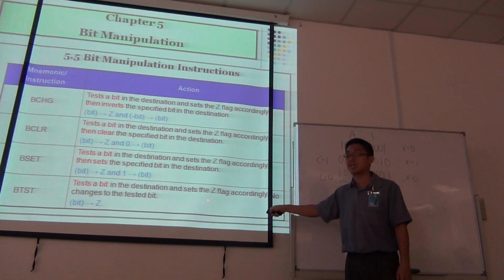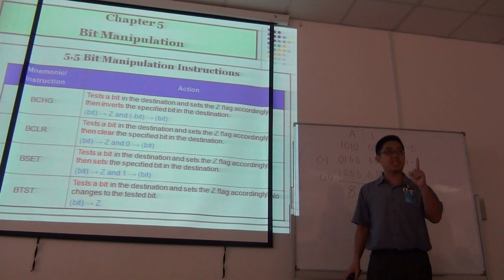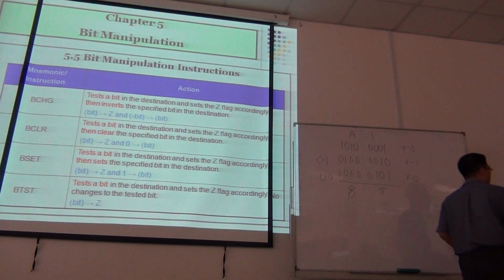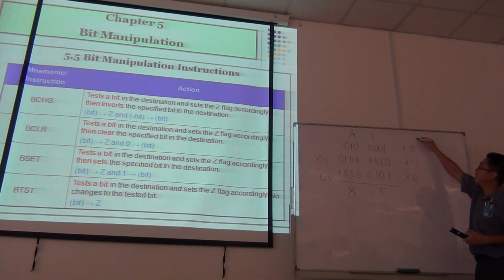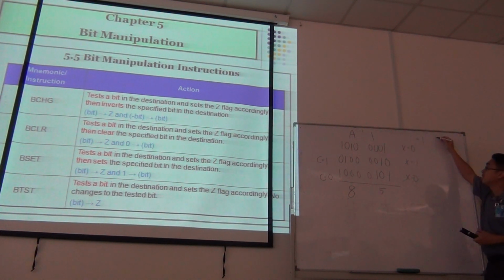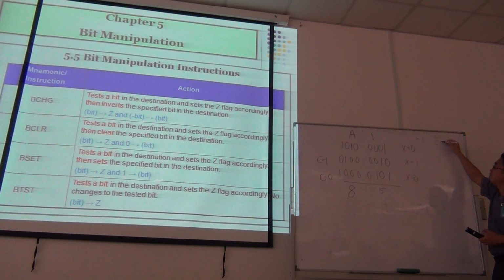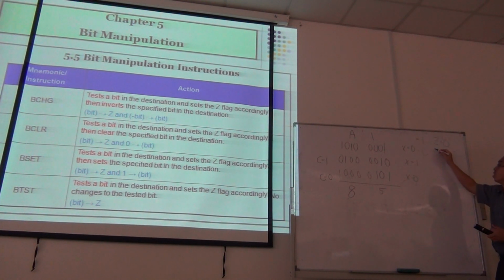So remember this for the Z flag. If the test bit is equivalent to 1, your Z flag will be 0. If your test bit is equivalent to 0, your Z flag is going to be 1. This is the function of the Z flag.